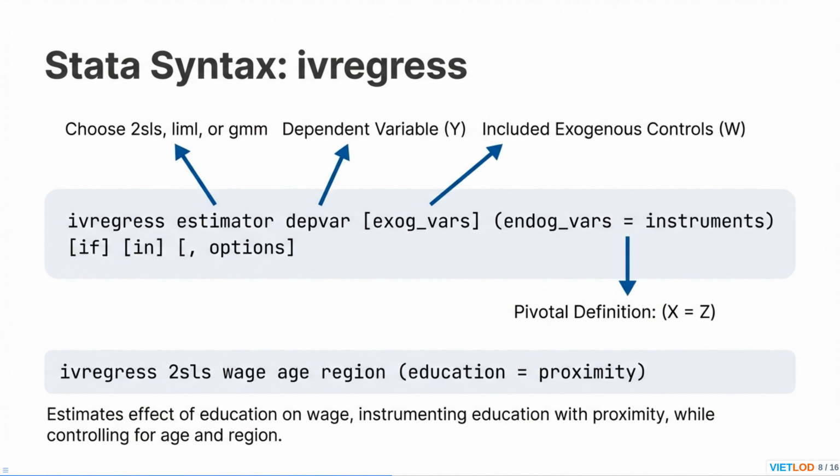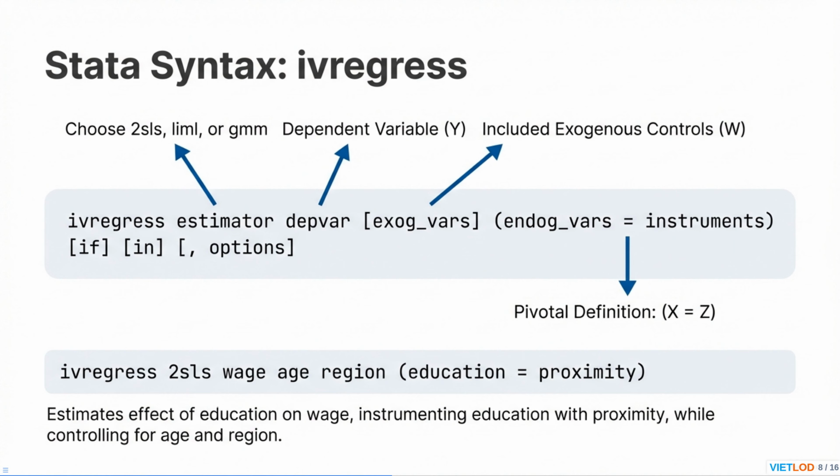The ivregress syntax in Stata is highly structured to ensure all components of an instrumental variables model are clearly defined. You begin by specifying the estimator, typically 2SLS, LIML, or GMM, followed by the dependent variable and any exogenous control variables. The most critical part is enclosed in parentheses, the endogenous variable and its instruments separated by an equal sign. This is the pivotal definition that addresses the endogeneity trap.